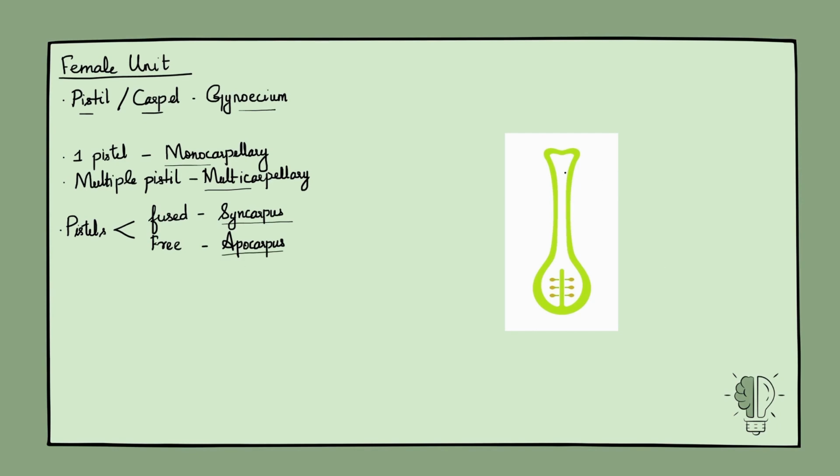Alright. Now let us see the parts of the pistil. The pistil has mainly three parts, and they are stigma, style, and ovary. Alright? The stigma is the region that receives the pollen grains. And style is the slender part that is found below the stigma, and ovary is the bulging part at the base.